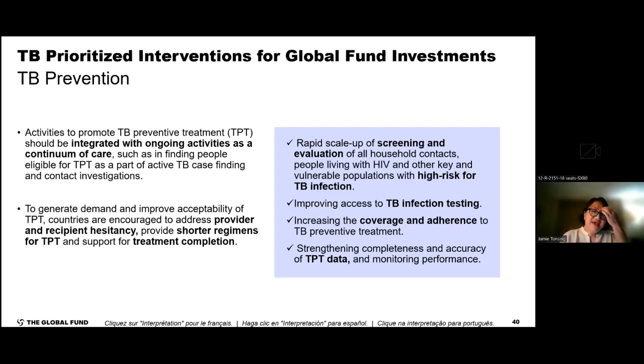On the right side again, like in other slides, are related to our program essentials: rapid scale-up of screening and evaluation of all household contacts, people living with HIV and other high-risk groups for TB infection, improve access to TB infection testing, increase the coverage and adherence to TPT. And importantly, in many countries, there is an issue with availability of data for TPT. We need to make sure our M&E systems are strengthened to be able to report on TPT data.